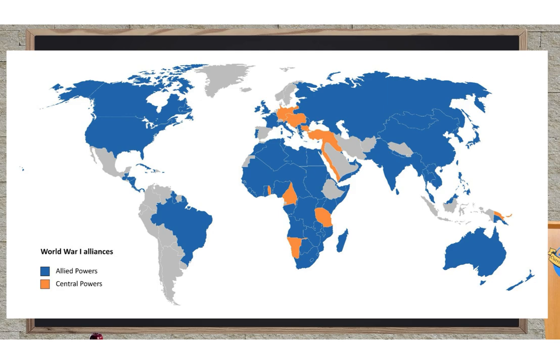Because of imperialism, this is what the world map looks like during World War One. So everything in blue here is a country that's a member of the Allied powers. The orange are countries that are part of the Central powers, and a lot of this is simply because of colonialism.